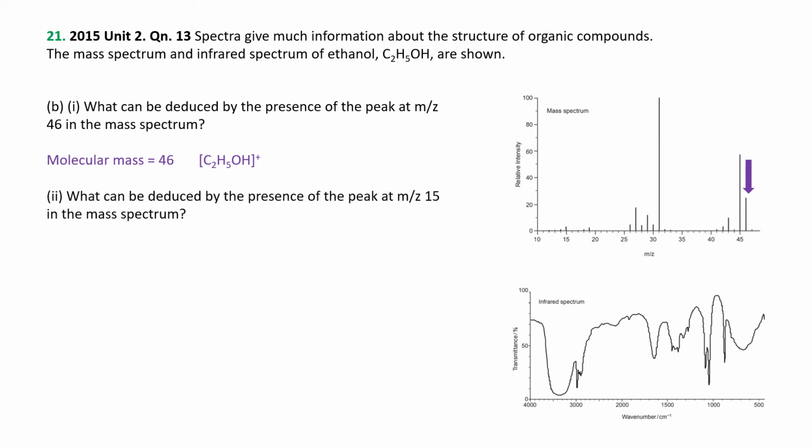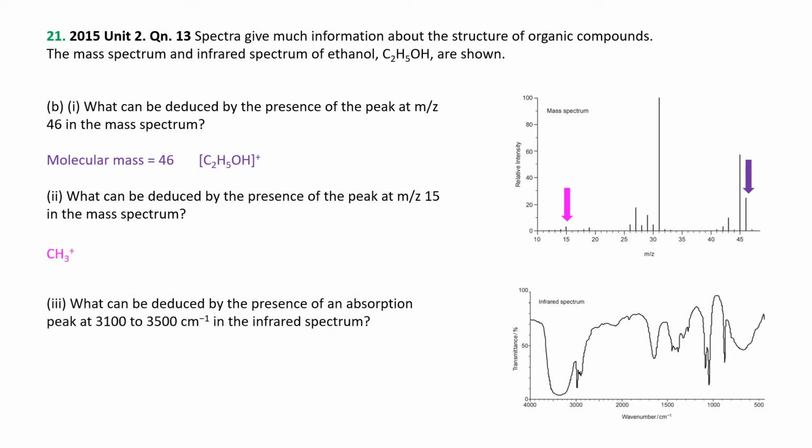C2H5OH+. What can be deduced by the presence of the peak at 15? There it is down there. Again, A-level people make such a big deal about these little nubbins at 15. They're so small that they're almost background. But anyway, let's live with it. 15 is the CH3+. And what can be deduced by the presence of absorption at 3100 to 3500? That's that beautiful, symmetric, pretty peak there. That is, of course, an OH stretch.